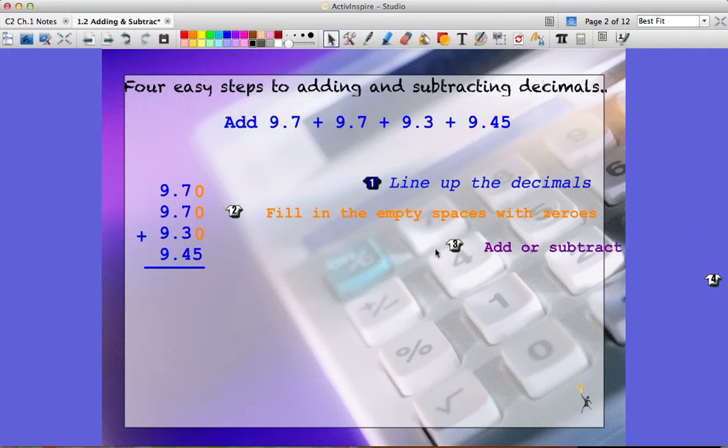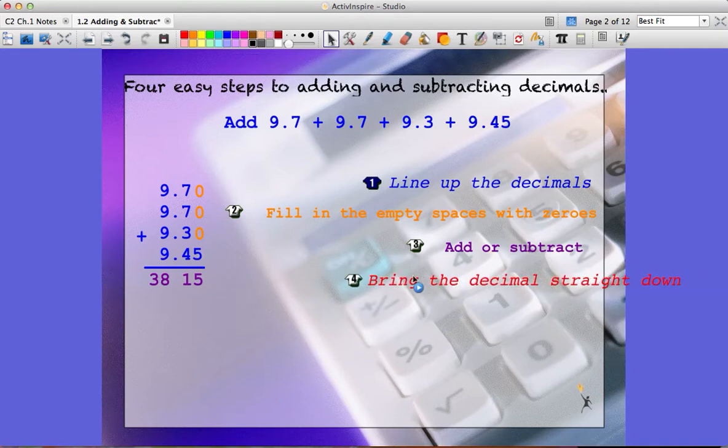The third step is to add or subtract. You decide whether or not to add or subtract by looking at the problem. This problem in particular tells us to add. So we add our numbers just as we normally would, and then that final step is to bring the decimal straight down. Since our decimals are all lined up, we just bring that decimal straight down.